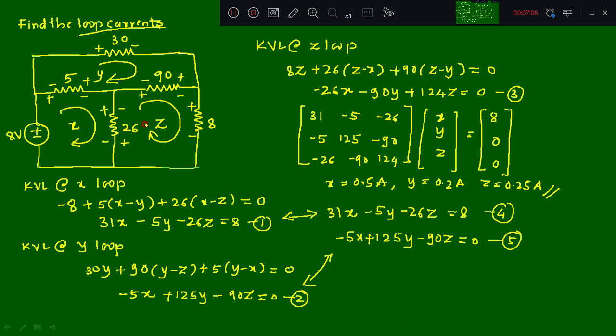Similarly, we apply the shortcut method in the third loop also. How many terms are purely related to Z here? 90, 8 and 26. How much is it? Total 124, right? So 124Z. How much X is getting subtracted? 26, minus 26X. How much Y is getting subtracted? 90, minus 90Y. No voltage source is here, 0. Call this equation number 6. Are equation number 3 and 6 the same? Yes, exactly. So this is how we need to solve the given circuit using mesh analysis, right?